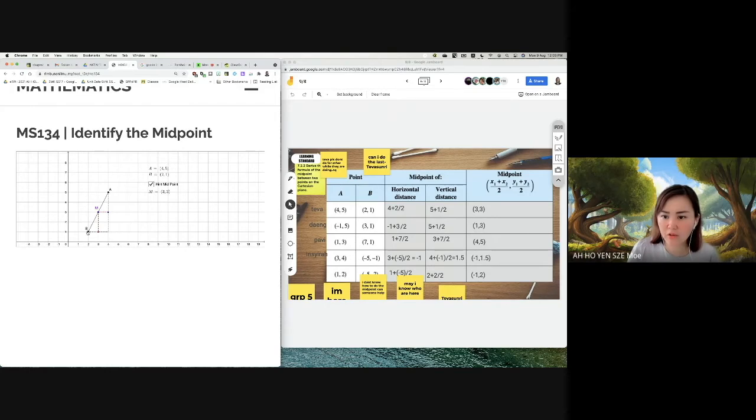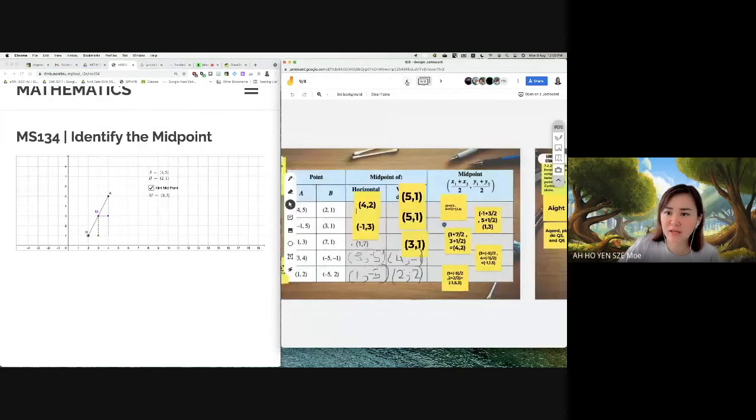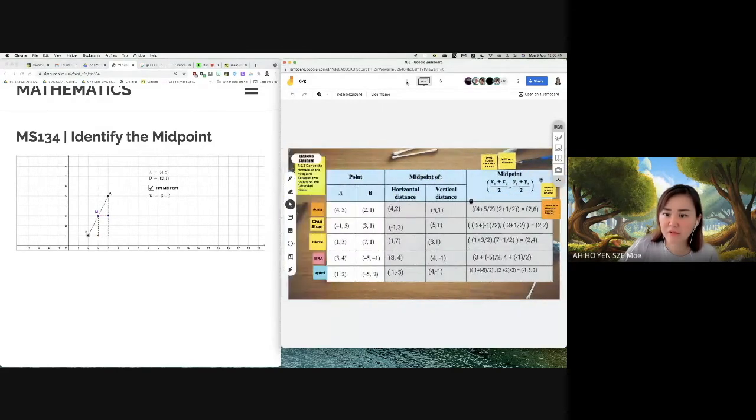Actually, for the horizontal distance and vertical distance, what is supposed to be filled in there? I can see everybody gave me different answers, right? Can everyone respond? This one is 4, 2, 5, 1. 4, 2, where's the 4? And 2. And 5, 1. Why 5, 1? Now vertical distance, how can you give me the answers on the midpoint of 4, 2 and 4, 1? 4, 2 and 5, 1? I think everybody filled it in wrongly.